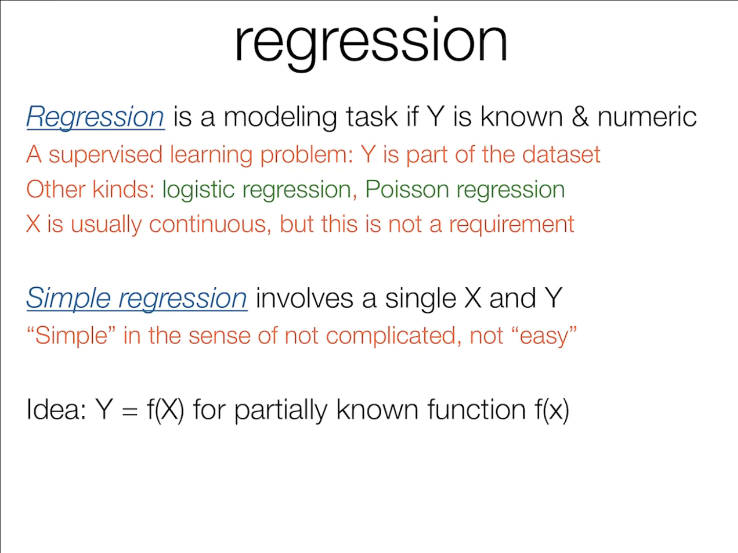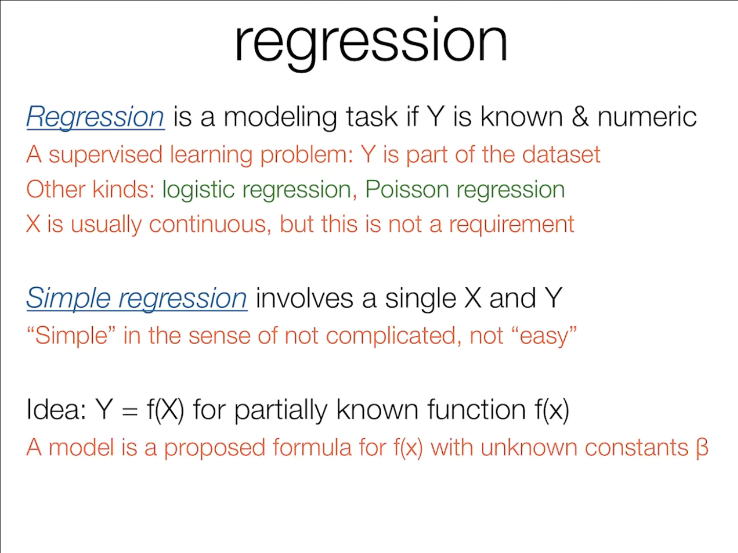Now, the basic idea with regression is that the response y is going to be some function of the predictor x, for some partially known function f of x. And I'll explain exactly what that means very soon. But right now, we can just think that a model is a proposed formula for f of x, which we don't know, but we do know it up to some unknown constants. And those unknown constants are going to be denoted beta. As a general rule of thumb, when you see Greek characters used in statistics, it means that those are unknown quantities. The unknown quantities are usually referred to as parameters.